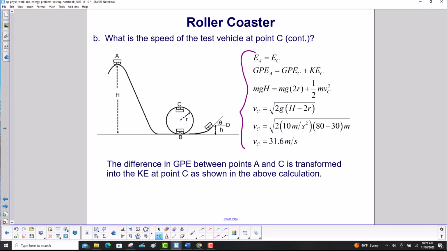We're going to make another point here. Here's the equations from the previous slide. Now the difference in GPE between point C and A is transformed into the kinetic energy at point C. Right? So this has a certain amount of GPE. Over here, we have less GPE, and this amount right there is what gets converted into kinetic energy.